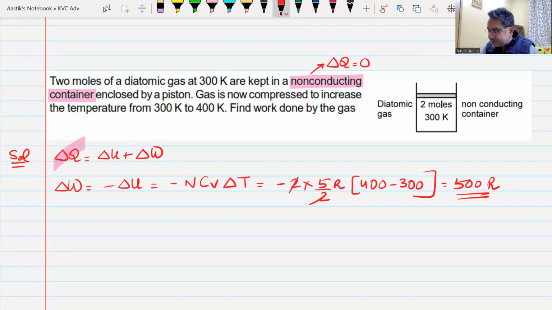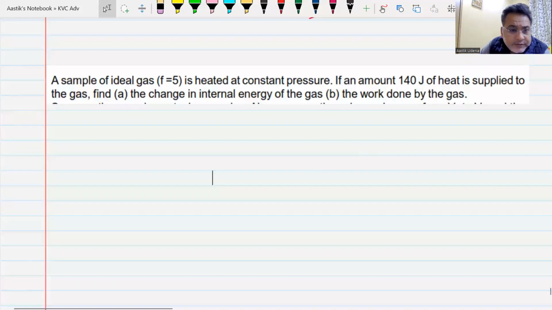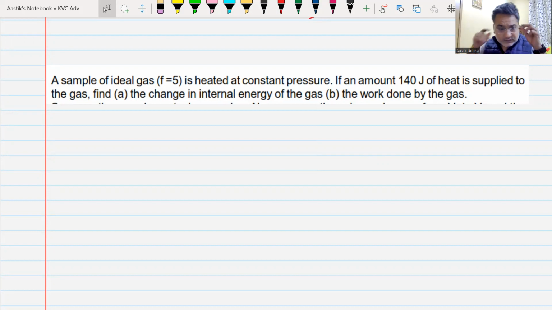So this last one, and then we'll move ahead on to different types of questions. A sample of gas with F equal to 5 is heated at constant pressure. If 140 joules of heat is supplied to the gas, find the change in internal energy and the work done by the gas. I'll give you 2 minutes for this one. Everything is given to you. Sir, internal energy is 100 and work done is 40, sir.